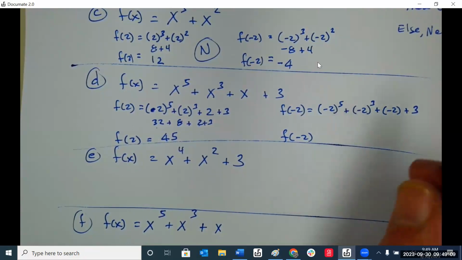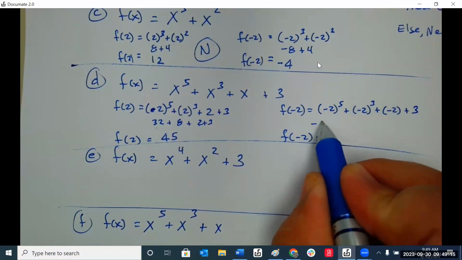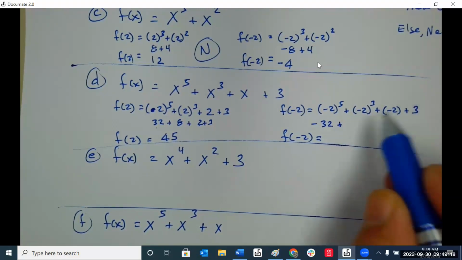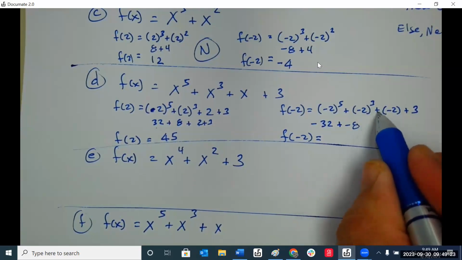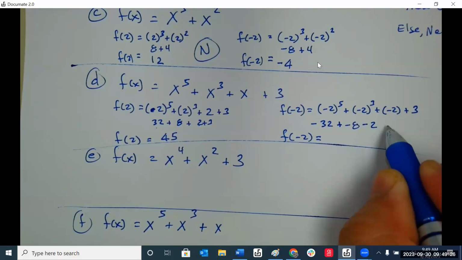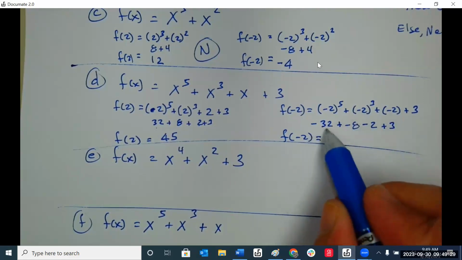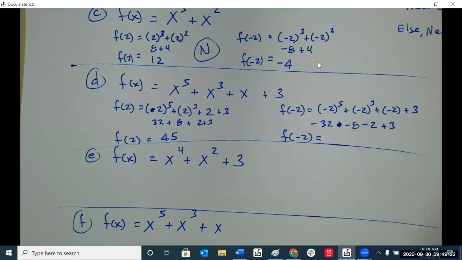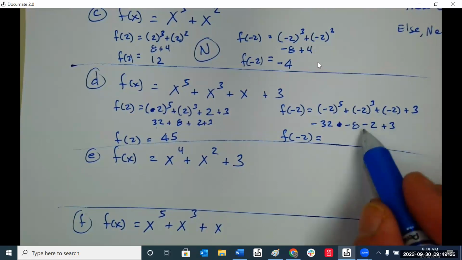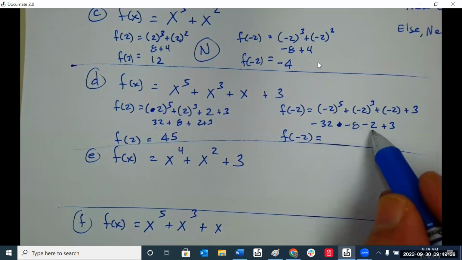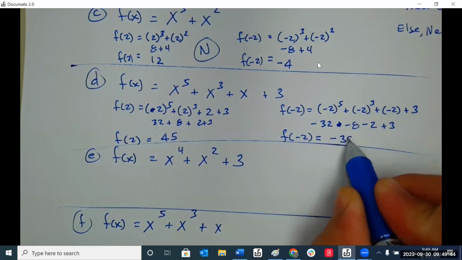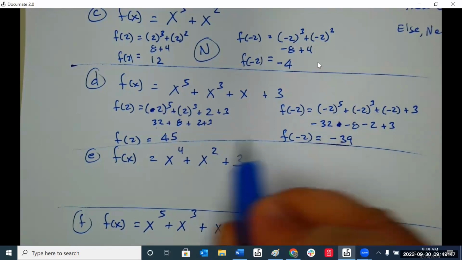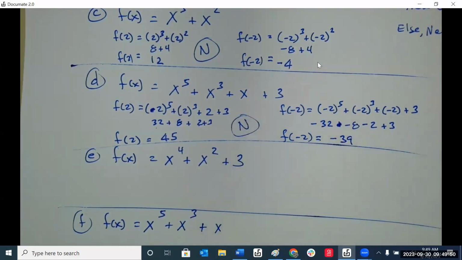Negative 2 to the 5th. Negative 32. Negative 2 cubed. Plus the negative 2 is negative 2 plus 3. Negative 32 minus 8, negative 40. They're both the same sign, so it's negative. Add the numbers. Negative 40 minus 2 plus 3. They're not the same. Neither.